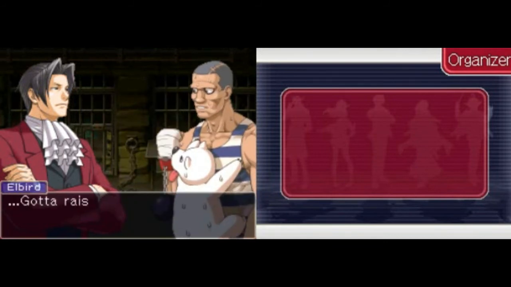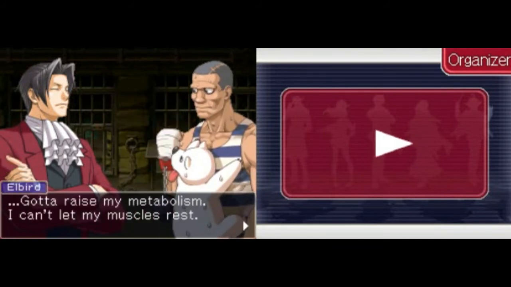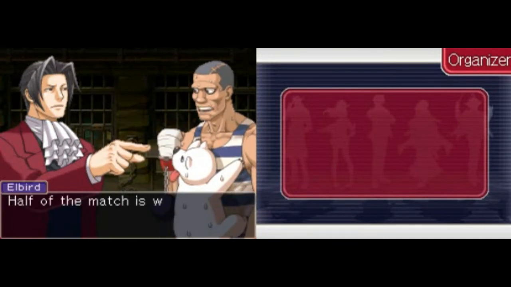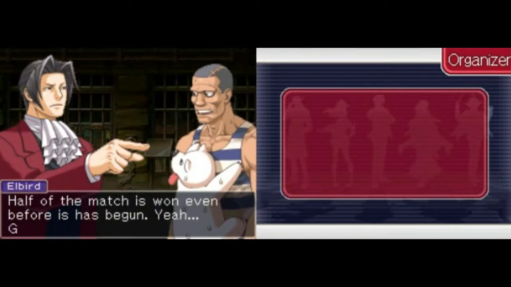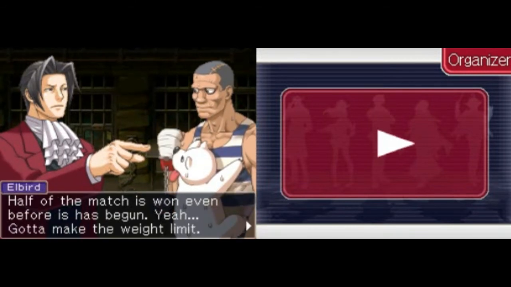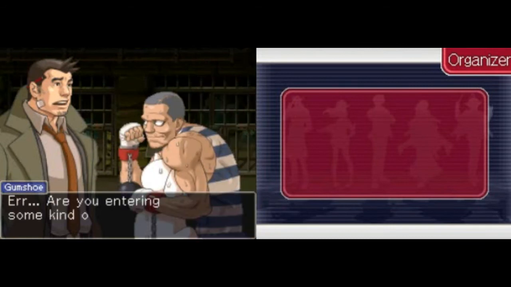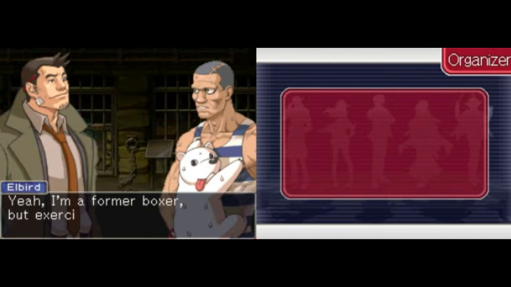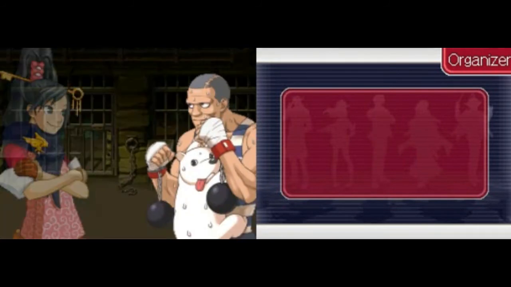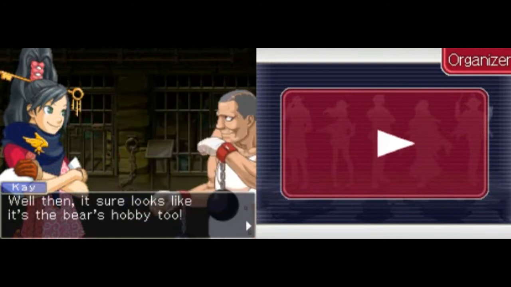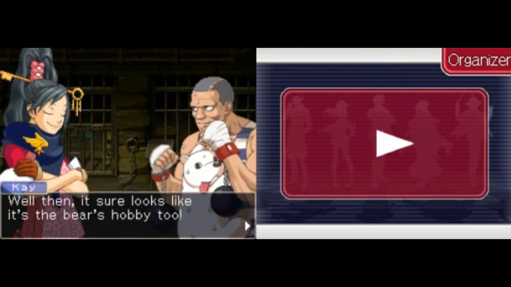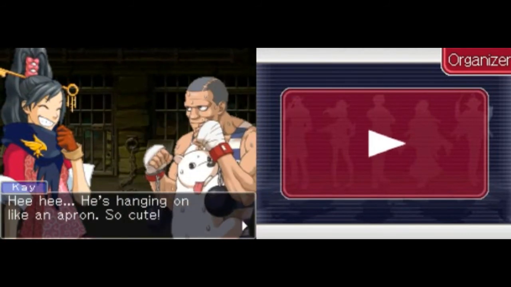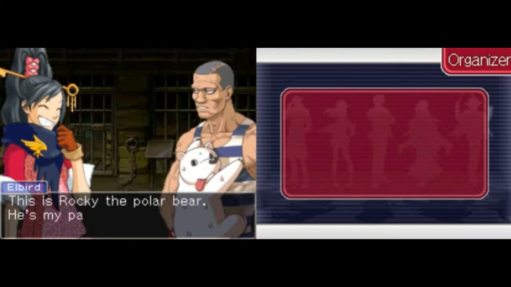Albert. Gotta raise my metabolism, can't let my muscles rest. It looks like you lost a lot of weight. Half of the match is won even before it has begun. Gotta make the weight limit. Are you entering some kind of tournament? Ah, perhaps as a boxer? Yeah, I'm a former boxer and exercise is just a hobby of mine. Well then, it sure looks like it's the bear's hobby too. He's hanging on like an apron, so cute. This is Rocky, the polar bear. He's my partner.